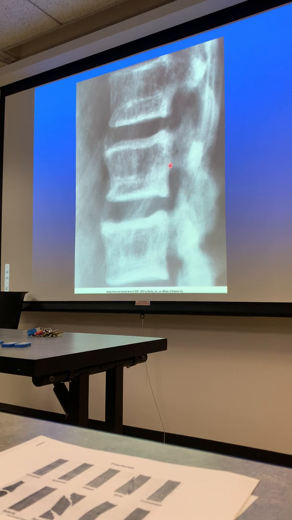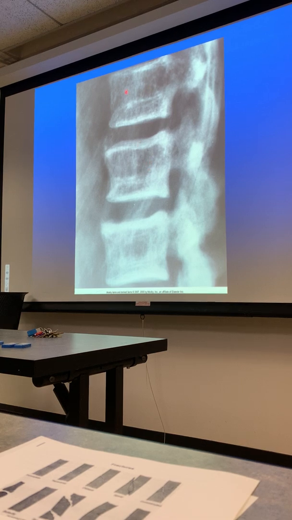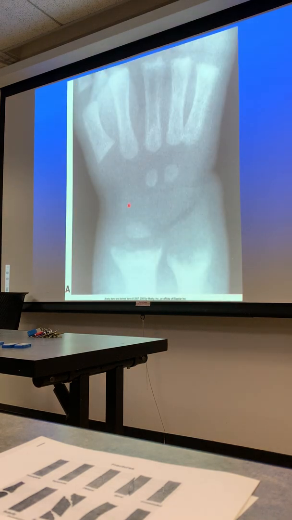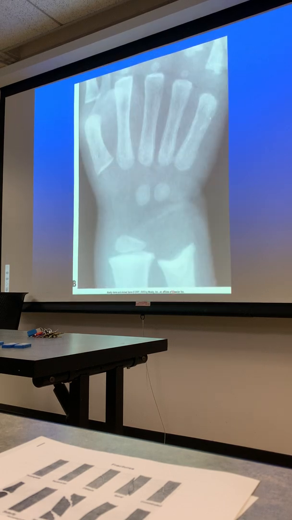Okay, osteomalacia. It's just a degeneration of the bone because of lack of vitamin D. Okay. This is a hand of a kid that has rickets, same kind of thing, lack of vitamin D. This is before, and this is 3 months after high doses of vitamin D. Look how his bones have gotten more solid.